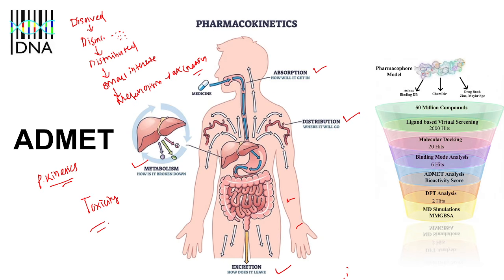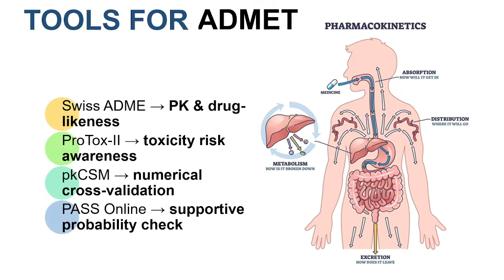Now next, let's go to the various tools to determine the ADMET, the main portion. If we have some drug compounds, how do we analyze them? What are the tools that we use for ADMET? The first and most widely used tool is Swiss ADME. Then we have Protox, pkCSM, and finally the Pathpredictor.